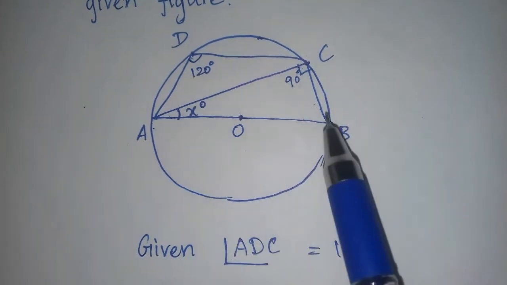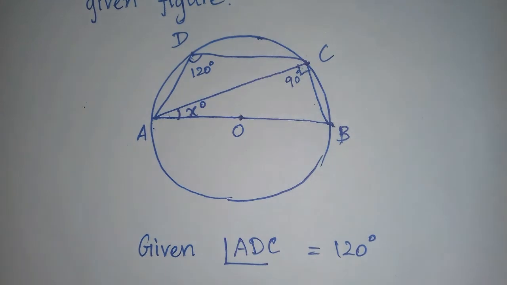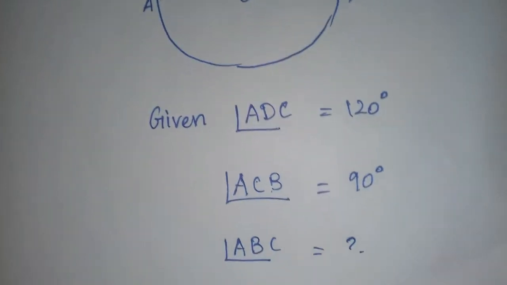If we add the opposite angles, what will you get? 180 degree. Opposite angles of a cyclic quadrilateral are supplementary. We have seen a theorem. So first we have to find this value. How will you find this?